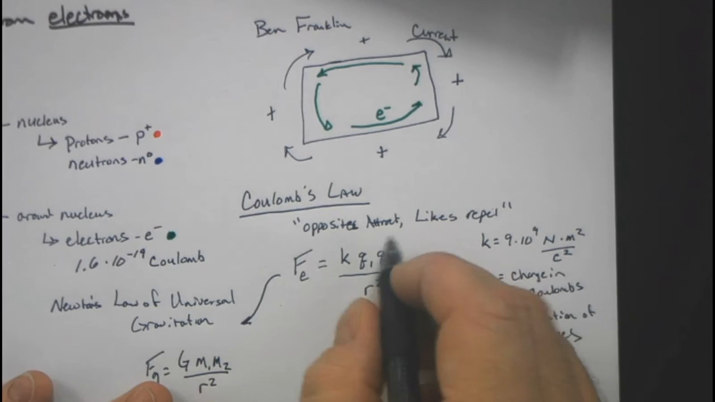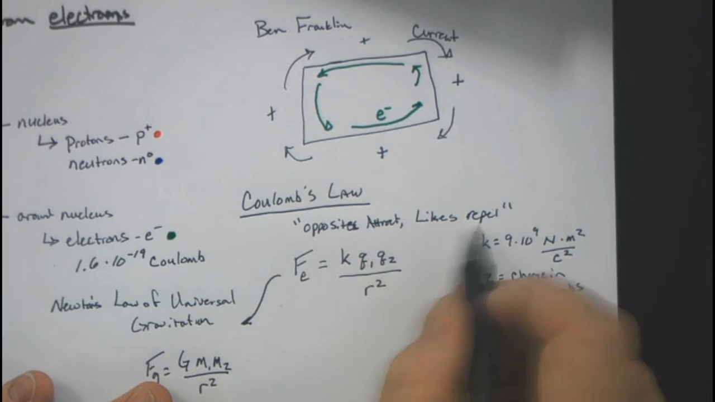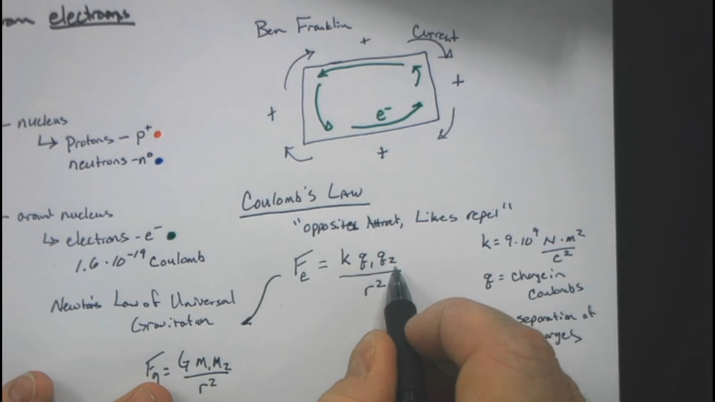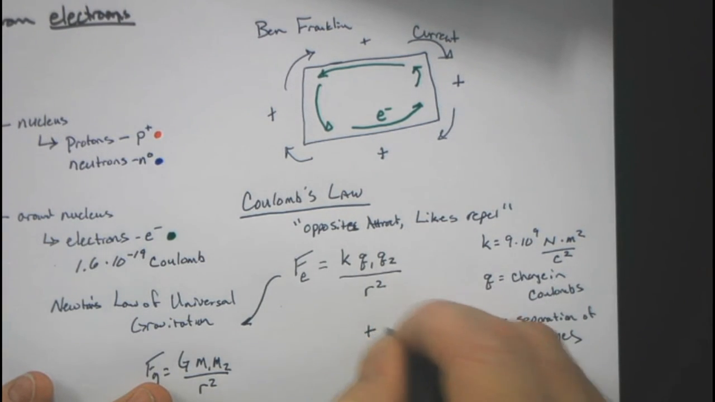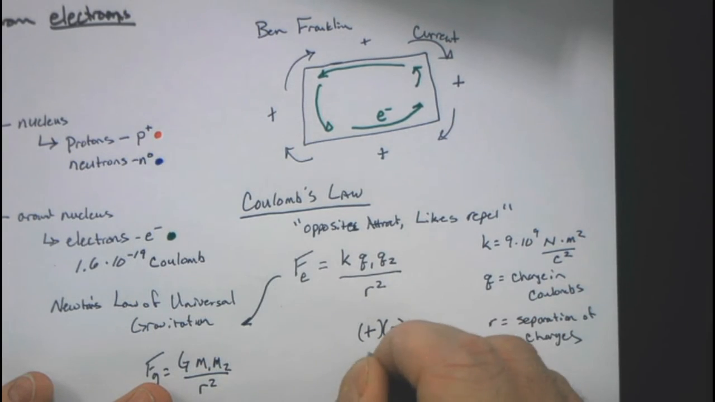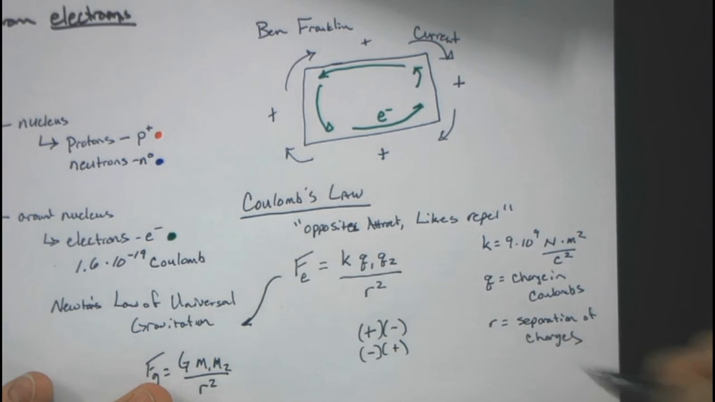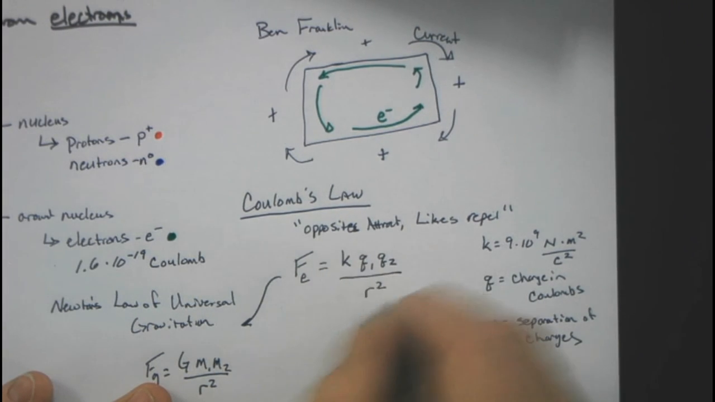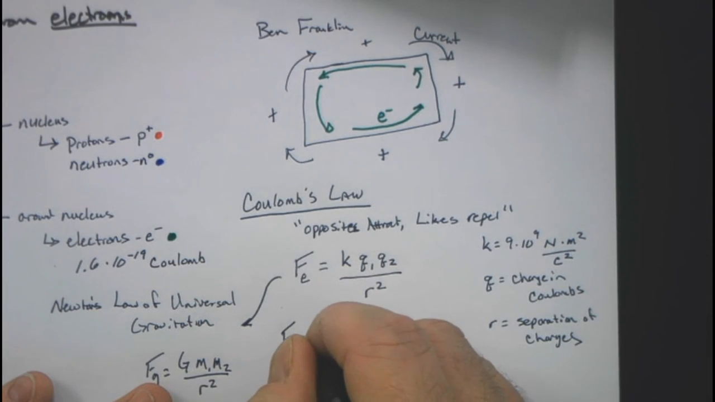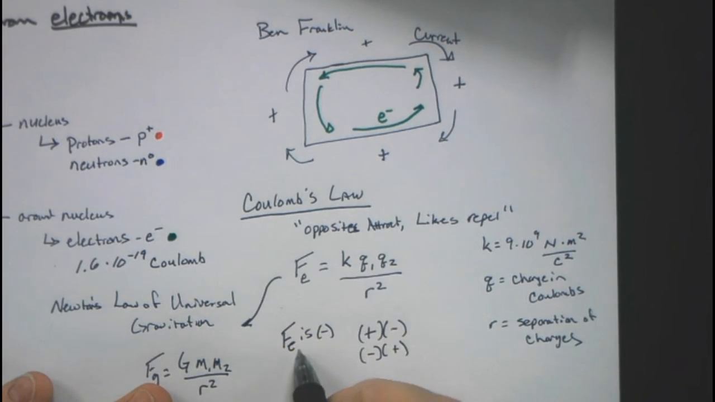Okay, so we're going to take a look at this here for a sec. Opposites attract, like charges repel. If Q1 and Q2 are opposite charges, that means we're going to have a positive times a negative, or a negative times a positive, right? That makes sense? If you multiply a negative times a positive, what do you get? Negative. You get a negative, right? Okay, if our electrical force is negative, that means they attract. And that means that they're moving towards each other if the force is negative.